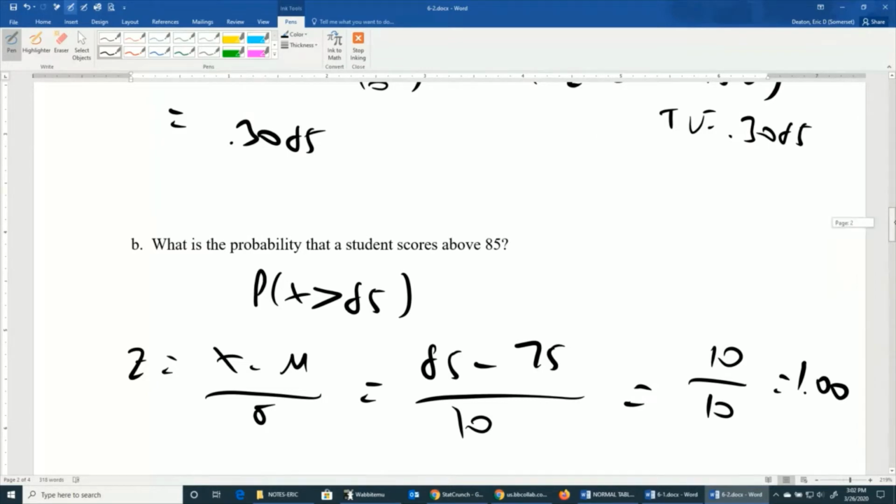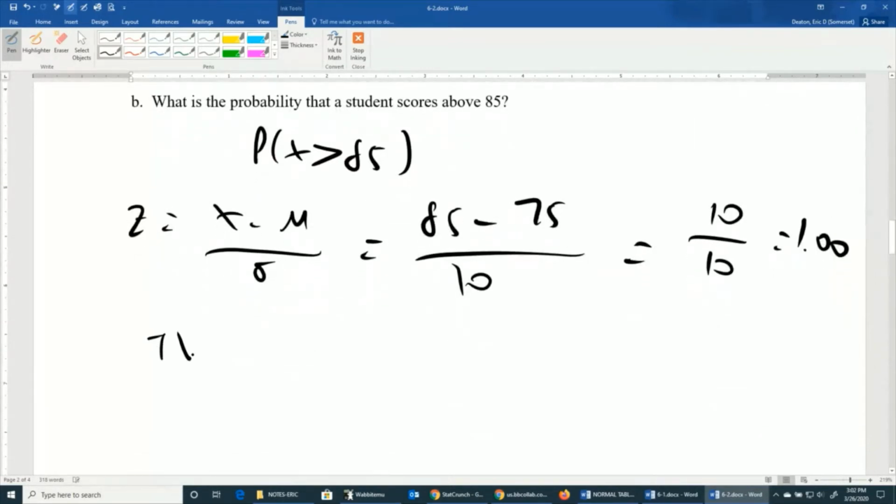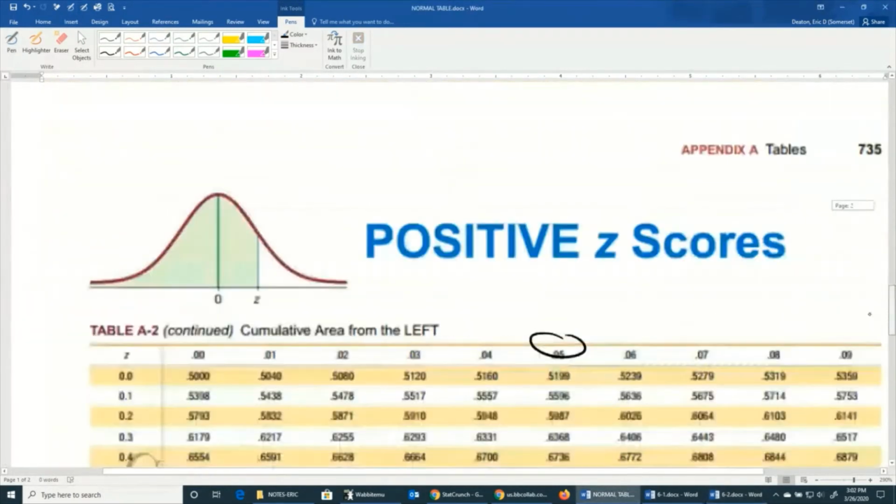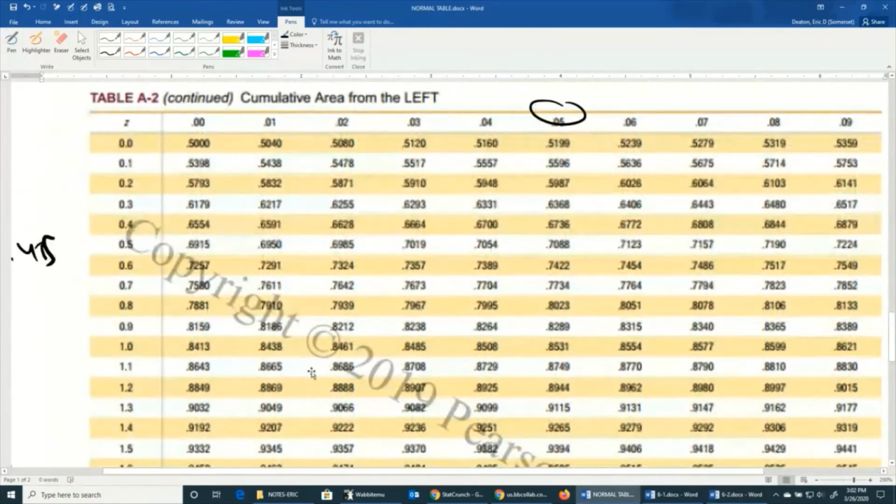Now what you want to do is look up the table value. The table value of 1.00 is 0.8413.